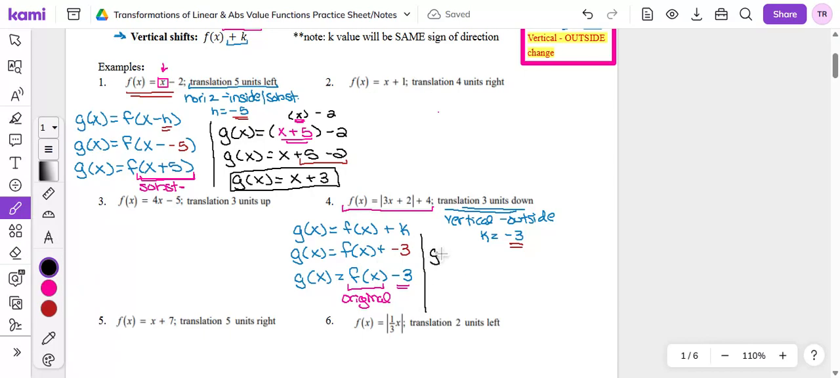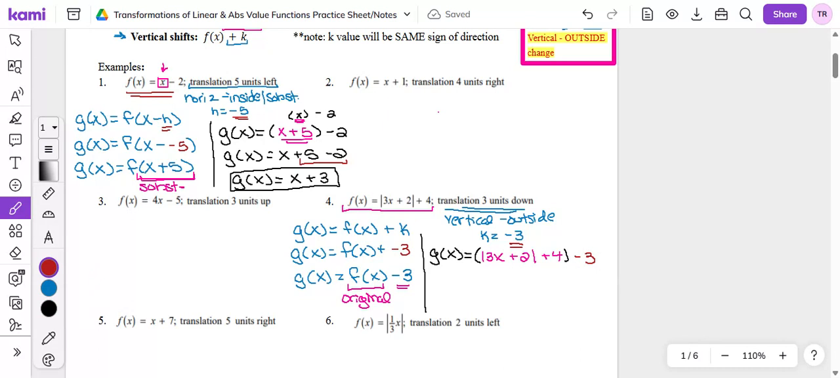Okay, so my g of x is going to be the original function. So absolute value of 3x plus 2 and then plus 4. I'm going to put that in parentheses as I work this out because it's the original minus 3. Okay, so I'm putting the original function in. Absolute value of 3x plus 2, close the absolute value, plus 4. And then I'm subtracting 3 from it.